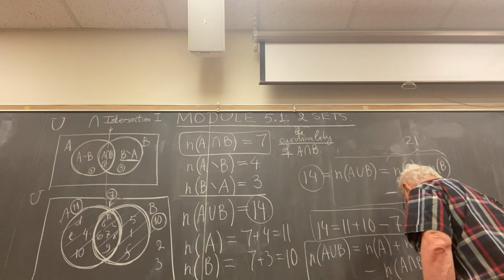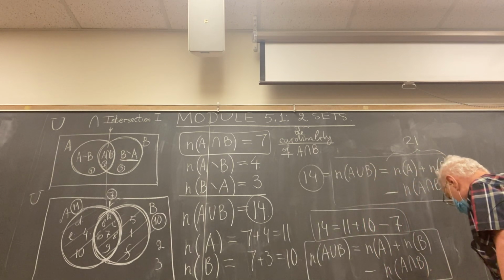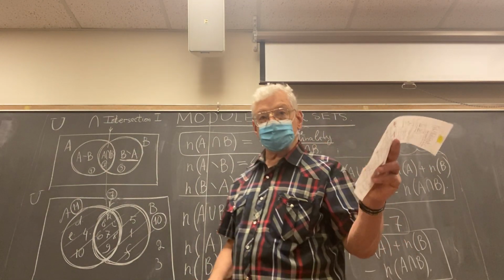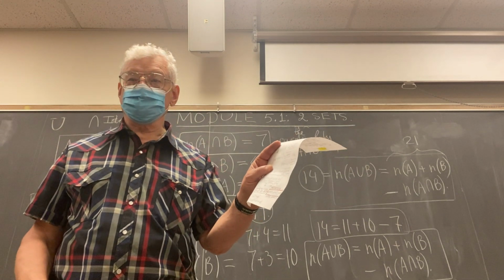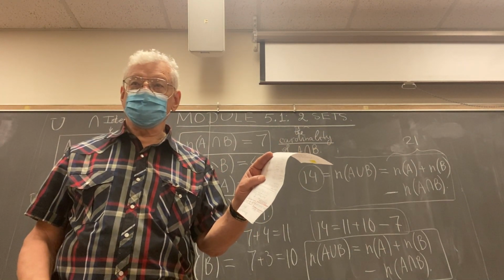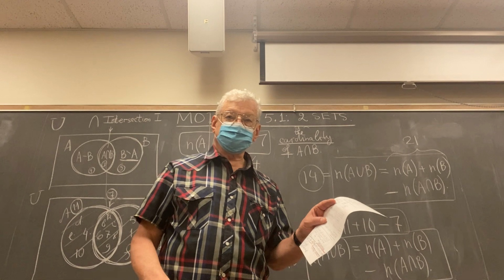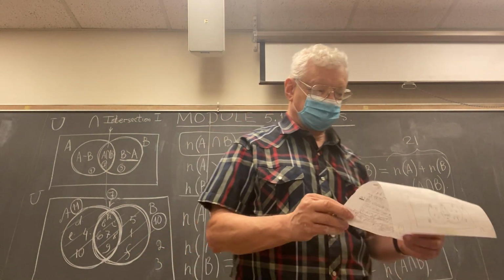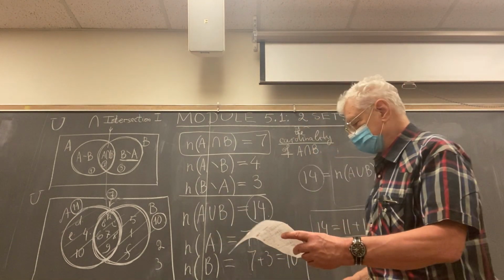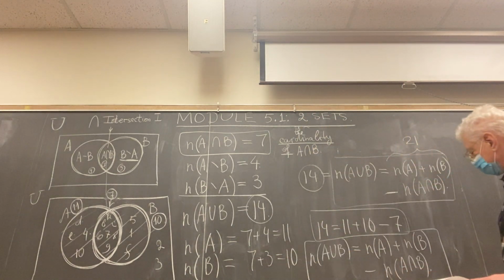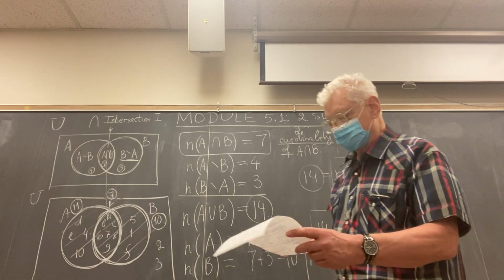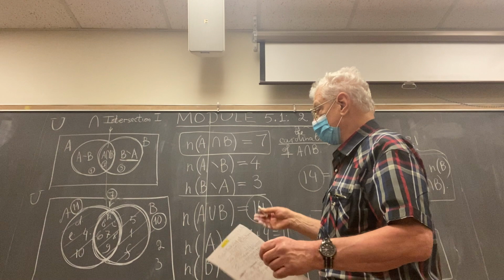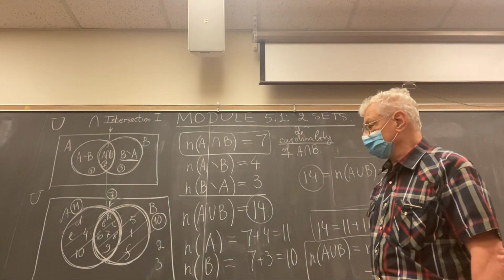The cardinality formula. Okay, do you see in your paper, on the back side? 14 equals 11 plus 10 minus 7, and this is the cardinality formula, but I wrote here the cardinal number formula. Okay, got it? Yes. So now you know how to find the total number.